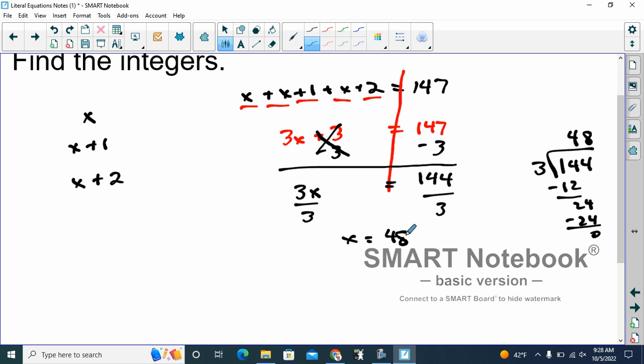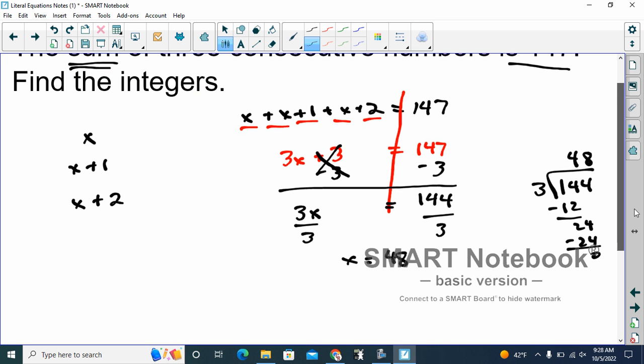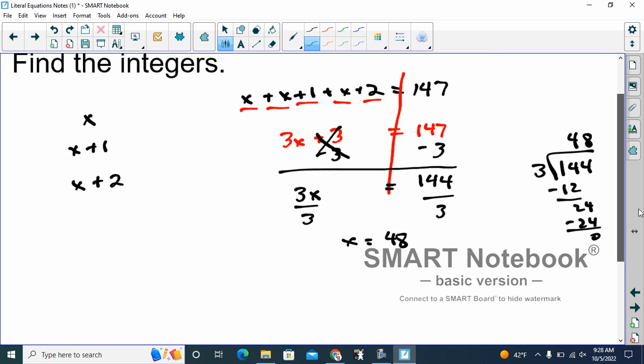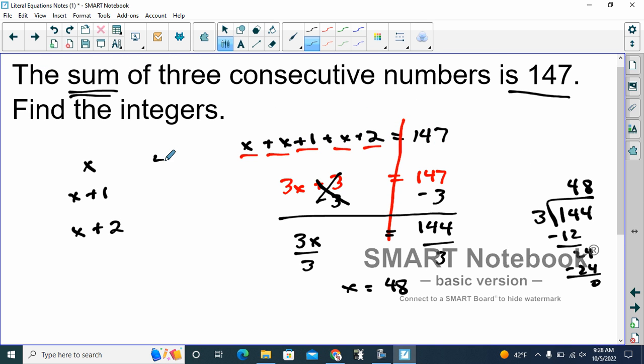x equals 48. Again, make sure we answer the question that's being asked. It wants us to find all the integers. So x is 48. So x plus 1 would be 49. x plus 2 would be 48 plus 2. My numbers are 48, 49, and 50.